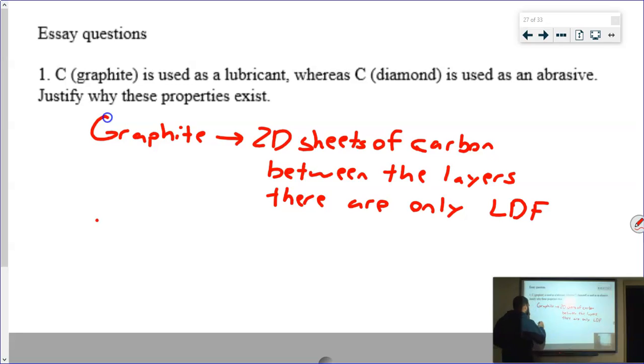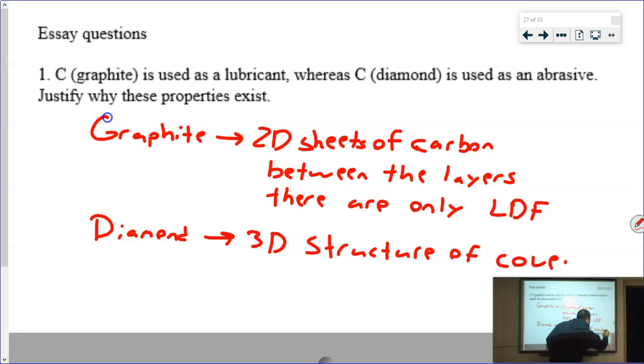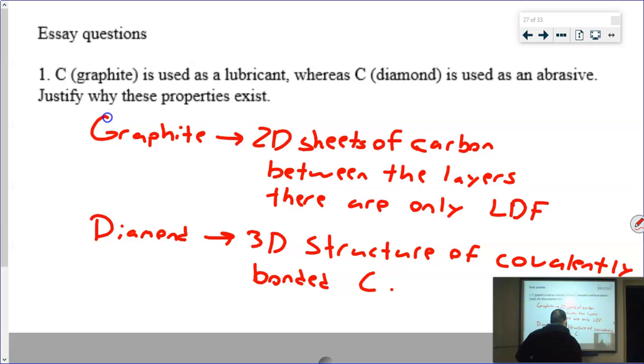For diamond, this is the three-dimensional one, right? This is a three-dimensional structure of covalently bonded carbon.